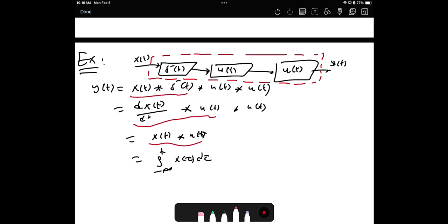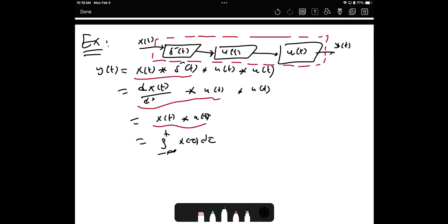So just apply the knowledge that you know from x of t, and let's do another example.